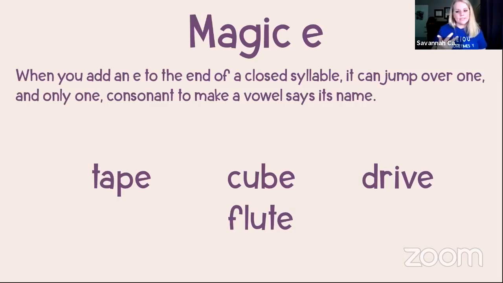Okay, this has 3 sounds and it can't be tap, because we just said that that was tap. So there has to be something different that we can do. So we add that silent E to the end so that we can make a vowel say its name.